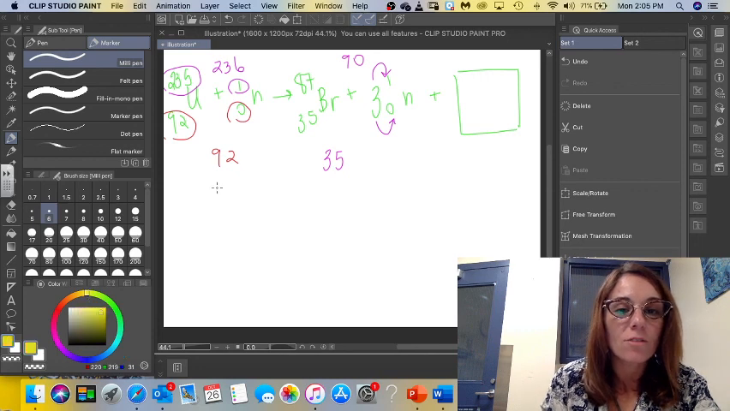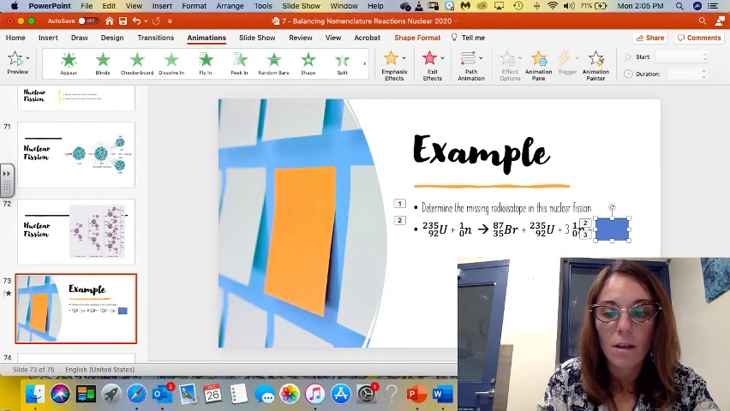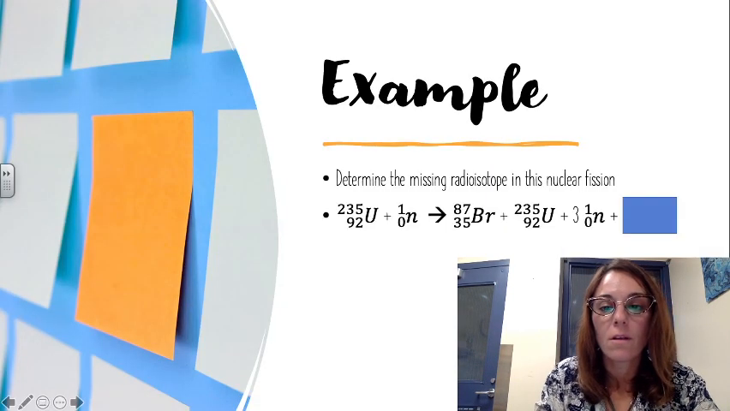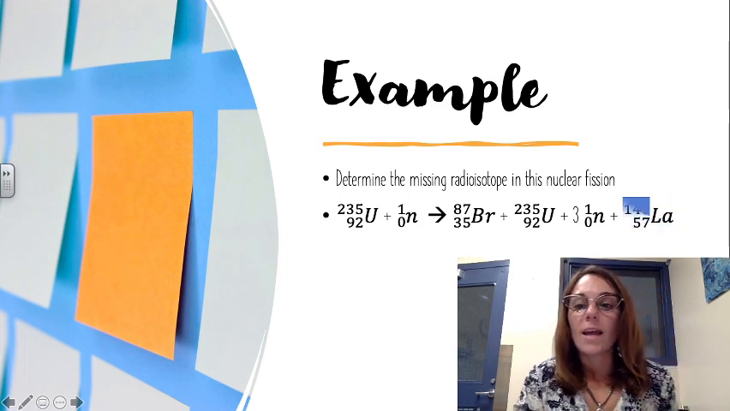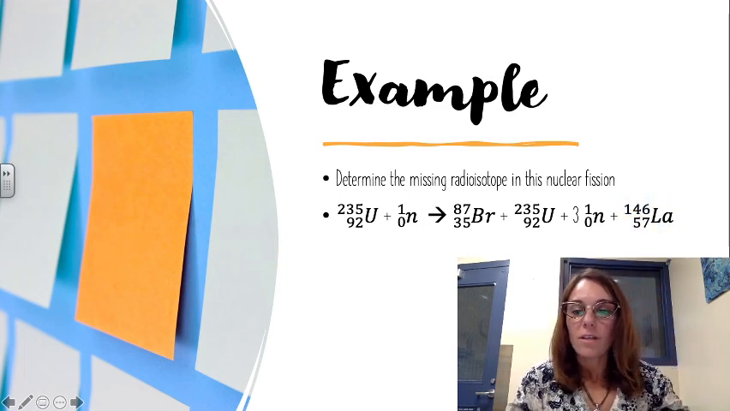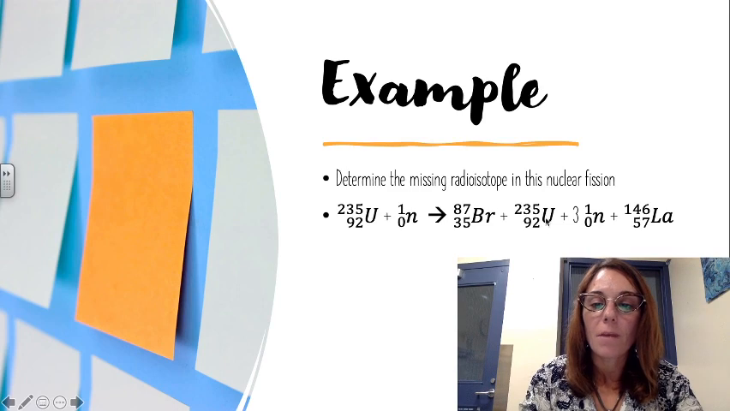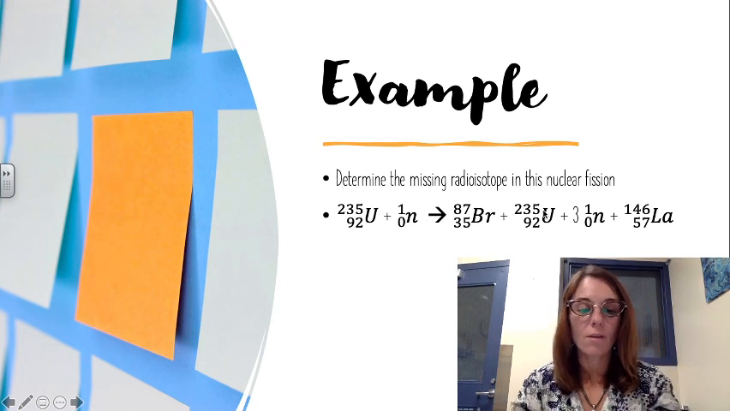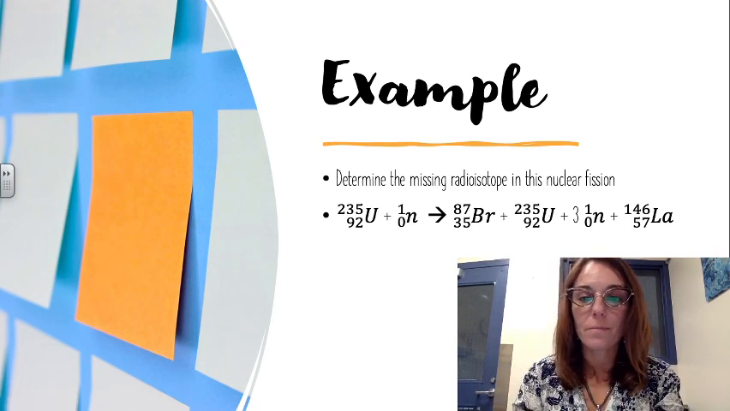Now I just need to do a subtraction. 236 minus 90 will give me this number. 92 minus 35 will give me that number. So when we look at this, what I end up getting is 146 and 57. In your notes, just please disregard this uranium. This here was a mistake. This should not be in there, and I will take that out from the actual slides.